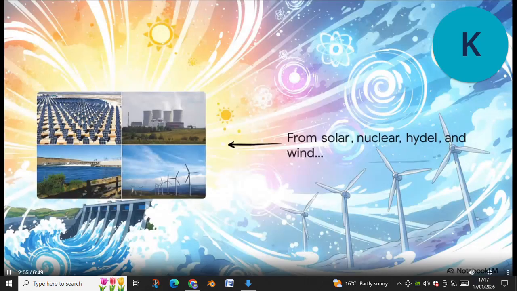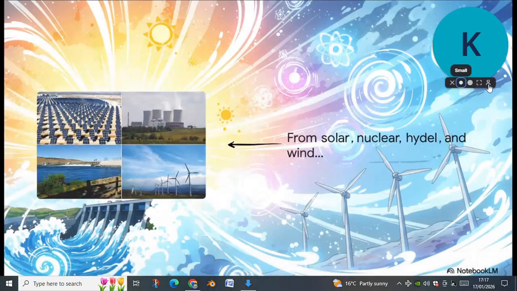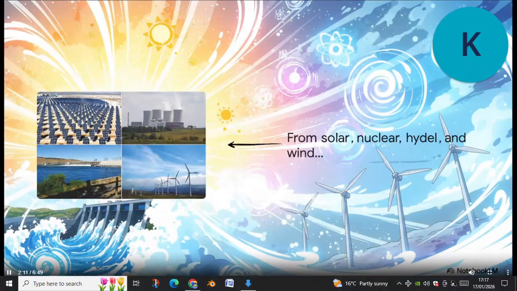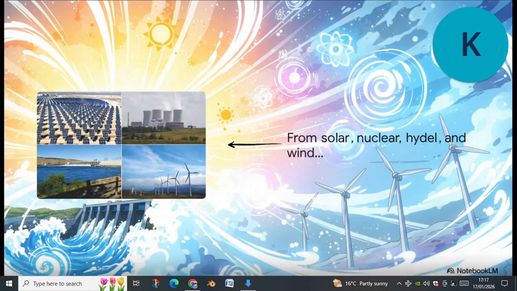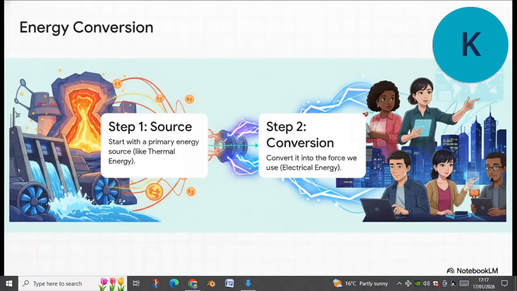And we've got all sorts of places to get that starting energy. We can take the heat from nuclear reactions, or the kinetic energy from wind and water, or of course the radiant energy from the sun. And we convert it. No matter how complicated a power plant looks, it really just boils down to two simple steps. You take a primary form of energy, say thermal energy, and you transform it into the incredibly useful and transportable form we call electrical energy.